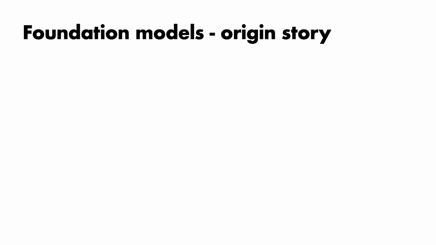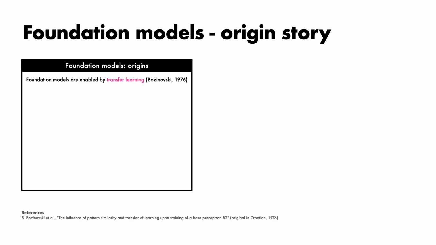Let's now look at some of the background behind foundation models. Foundation models are enabled by a process known as transfer learning, in which we take knowledge from one task, for example, object recognition in images, and then apply it to another task, like activity recognition in videos.